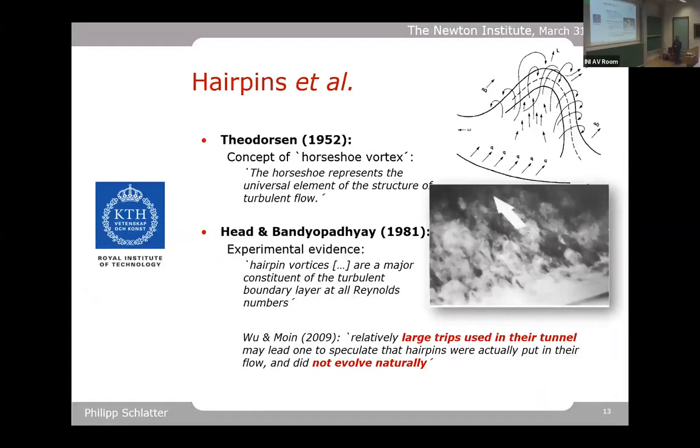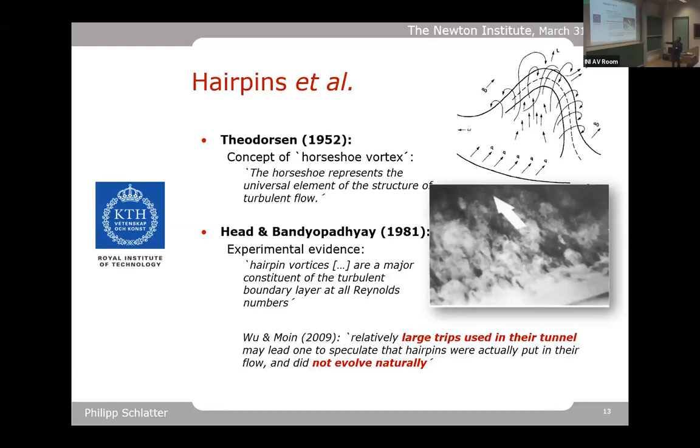And that's exactly the region where I would like to focus on in the first part. So where does this actually all come from? I guess the first conceptual description goes back to Theodorsen in 1952, where he hypothesized that vortices like this could be relevant building blocks of turbulence. Later on, this was then, of course, also discovered in experiments, which made them a thing in turbulent boundary layers.